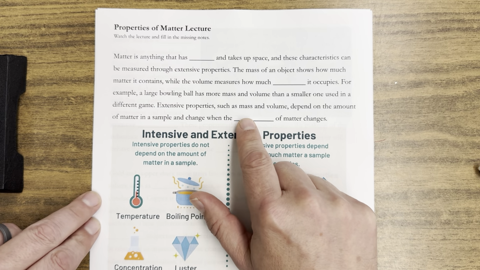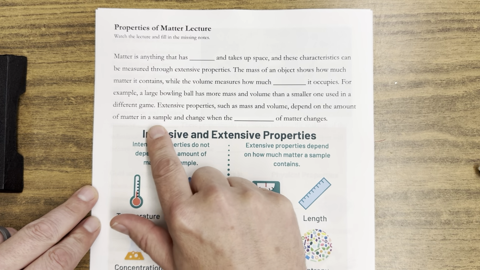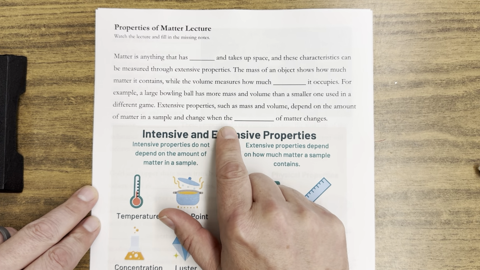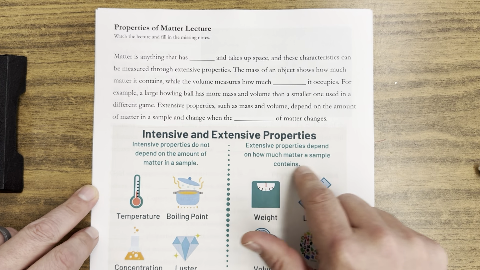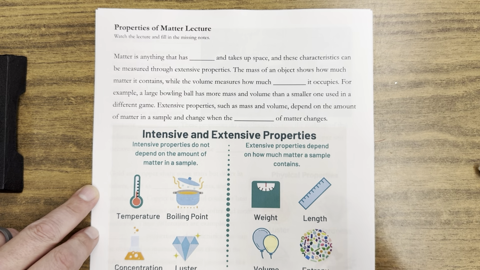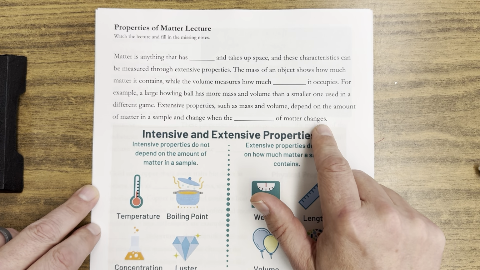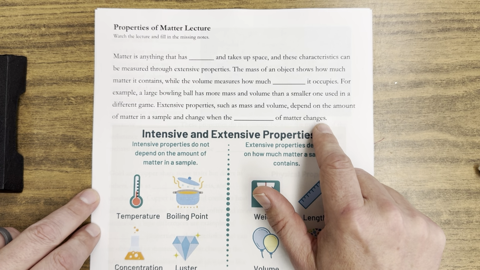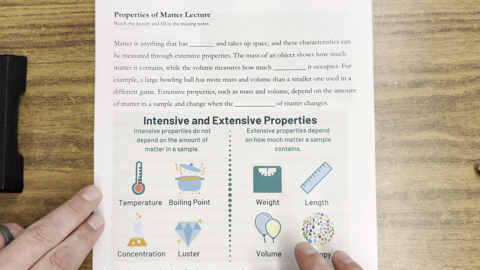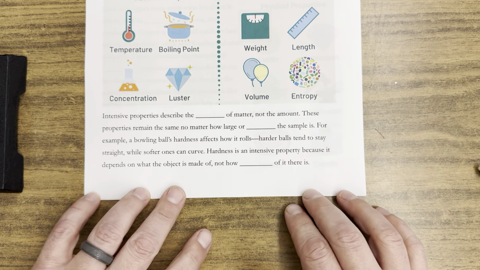Extensive properties such as mass and volume depend on the amount of matter in a sample and change when the quantity of matter changes. This is pretty obvious stuff, right? We still have to spell it out, but it's pretty obvious. If I have a ball of clay and I add more clay to it, well, now it has more mass and takes up more space. All right, let's get down here.